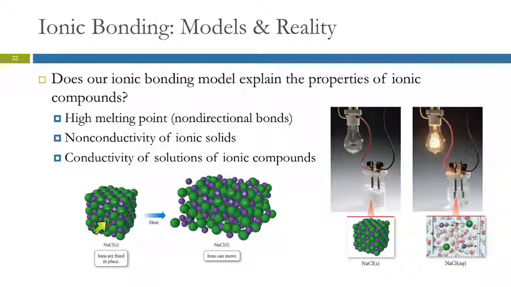The solid compound does not conduct electricity because the ions are fixed in position, they can't move around. If you melt it though, if you heat it up so that it becomes a liquid, then the ions can move around and it does conduct electricity. We also see that the solid, should have pointed over here earlier. So this is the solid not conducting electricity. If we dissolve the solid in water, that allows the ions to separate and move relative to each other, and it also conducts. Any questions?